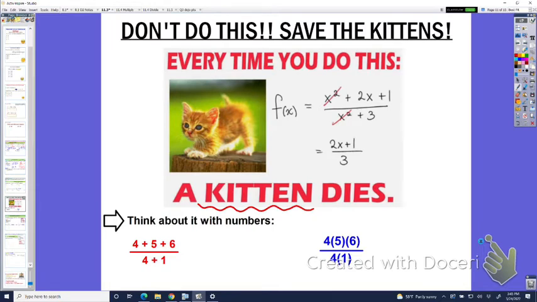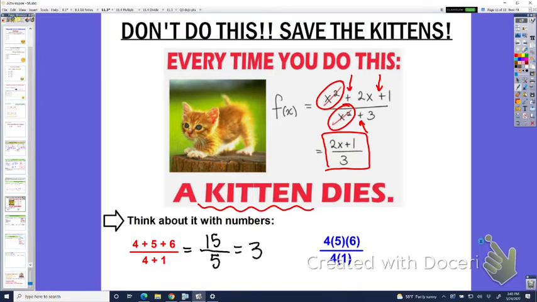Every time you do this, meaning crossing off the x squareds on top and bottom, it's going to kill a poor innocent little cat. So if you have things at the top and the bottom that are separated with addition signs, you cannot just cross off the x squareds and think this is 2x plus 1 over 3. And the reason why is, think about it with numbers. So if I have 4 plus 5 plus 6 over 4 plus 1, the top right now, 4 plus 5 is 9, plus 6 is 15, 4 plus 1 at the bottom is a 5, and this should equal 3.